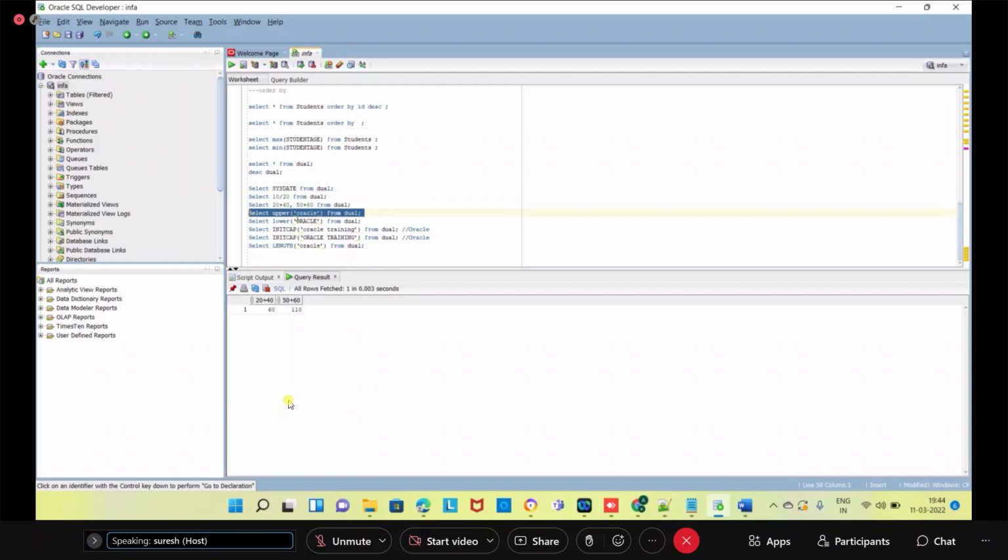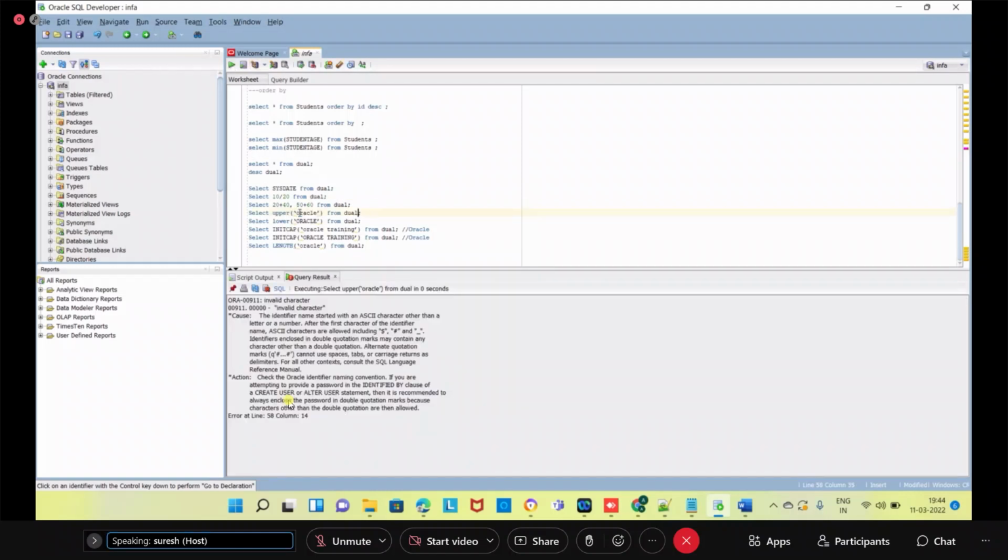Okay, so we have the upper function. This upper function, what it does is, whatever string you give, it converts all the characters to upper case. What happened?